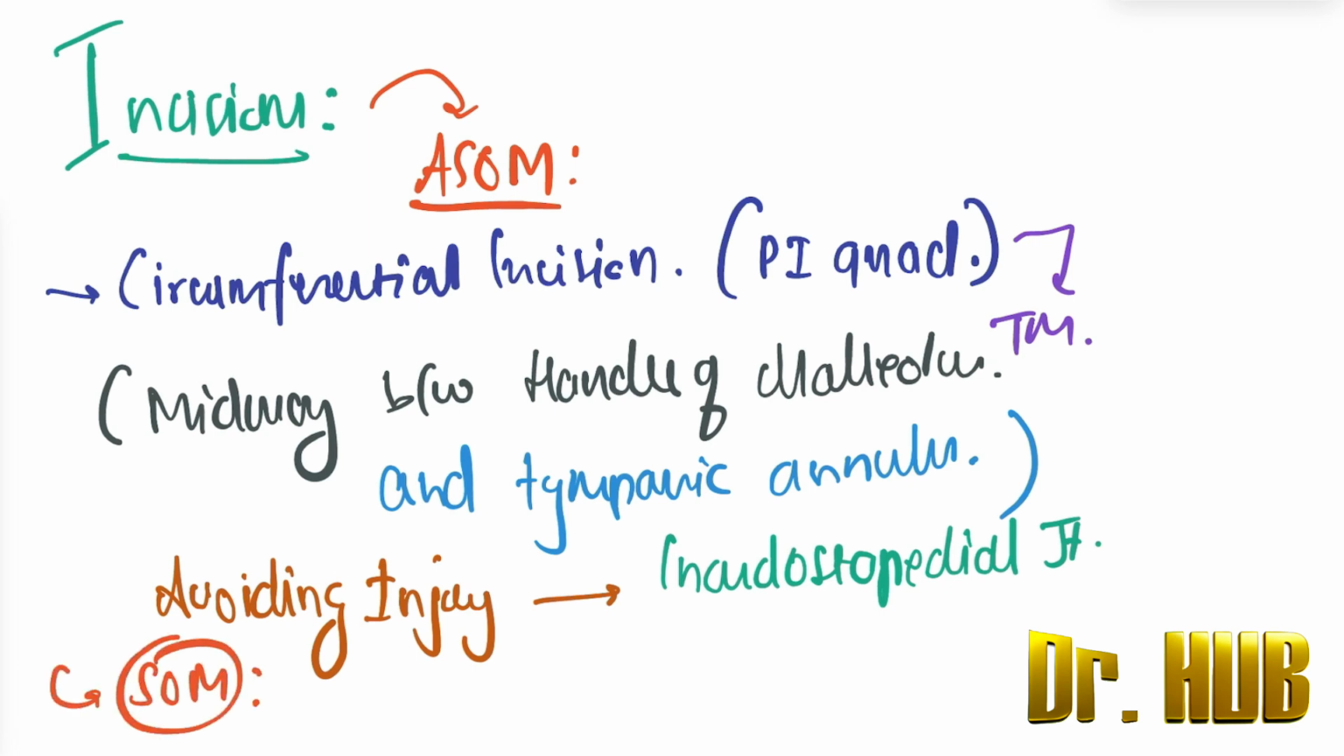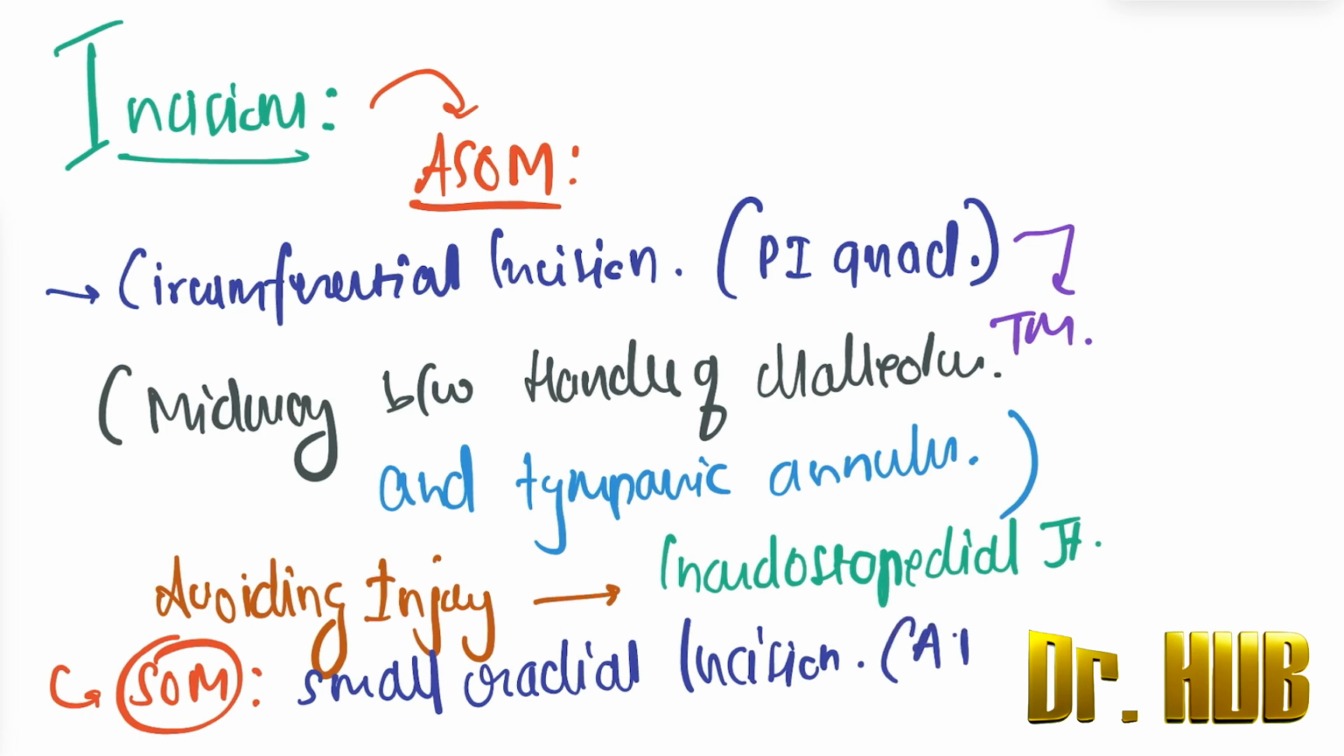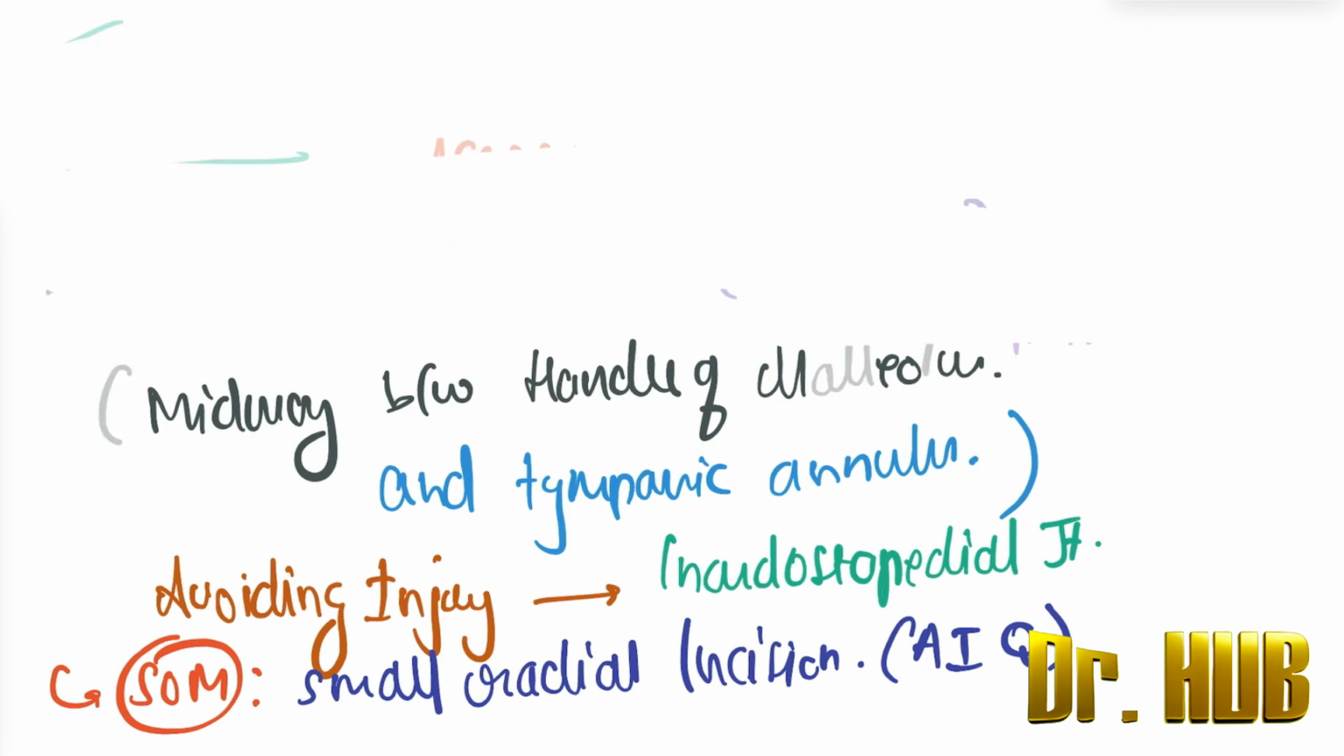Then in case of SOM, that is serous otitis media, a small radial incision is given in the anteroinferior quadrant, and the effusion is sucked out.